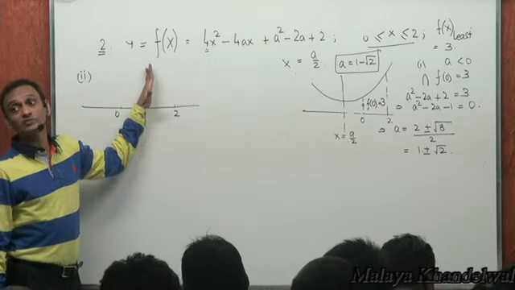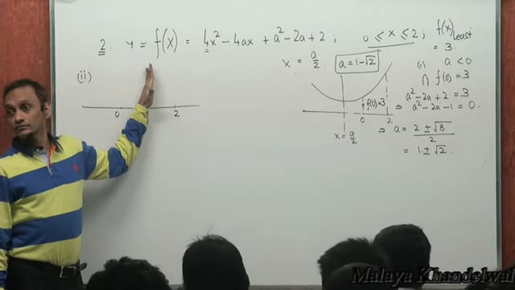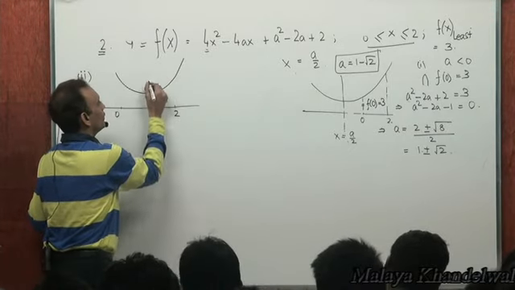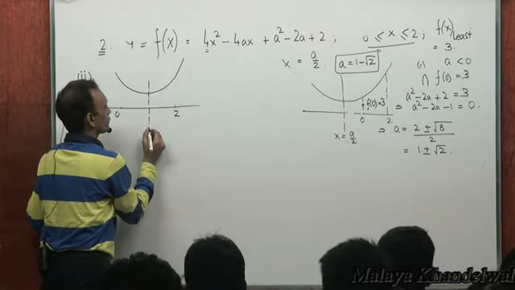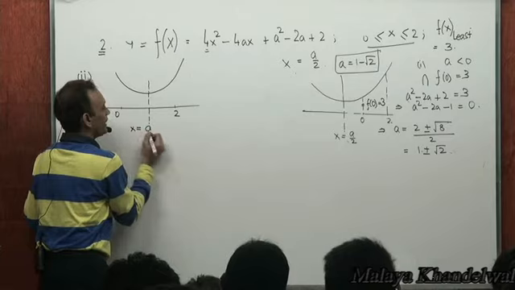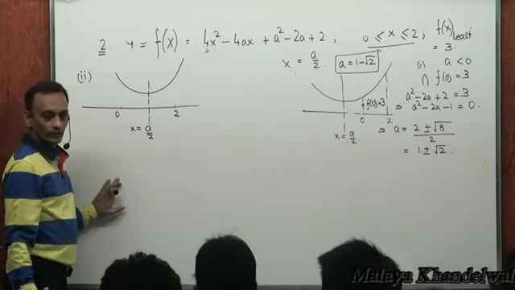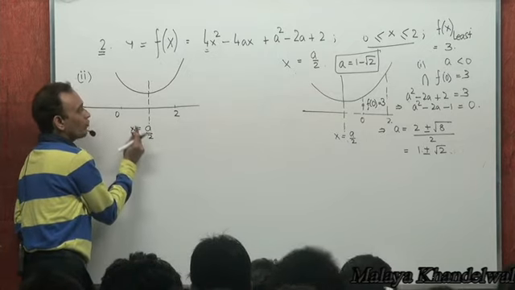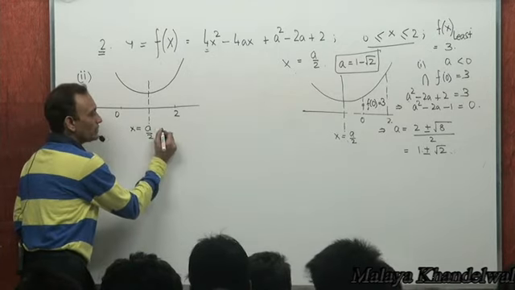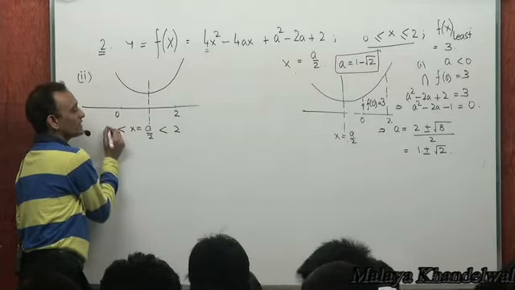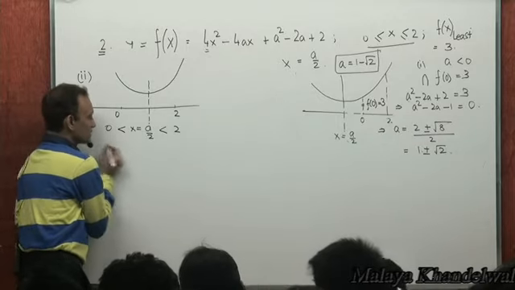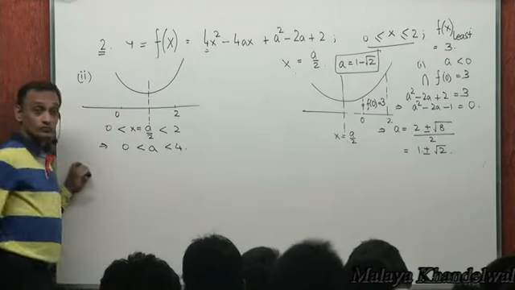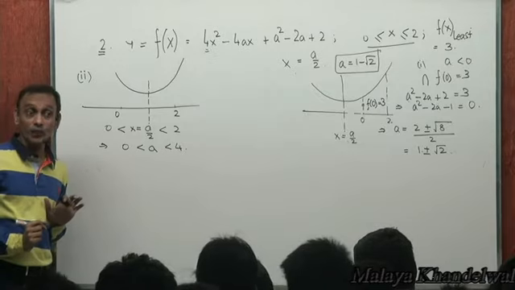Now the second configuration of the parabola, when the axis of symmetry lies between 0 and 2. This is x equal to A by 2, the axis of symmetry, lying between 0 and 2, right? So for x equal to A by 2 to lie between 0 and 2, this must be less than 2 and greater than 0. That means A must be greater than 0 and less than 4. That's one requirement.